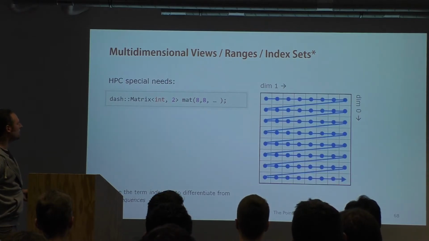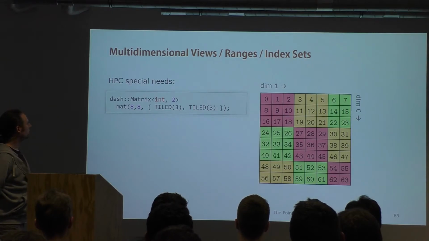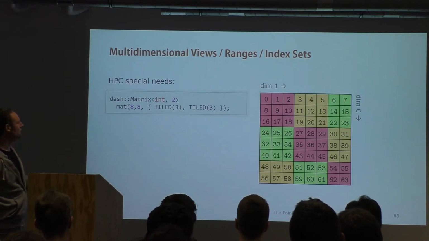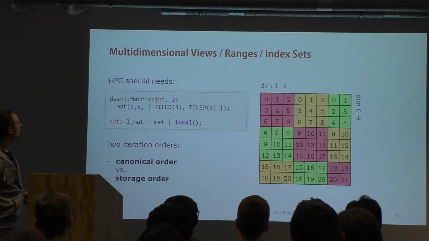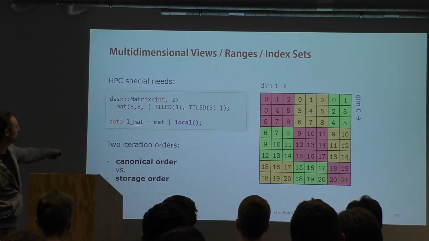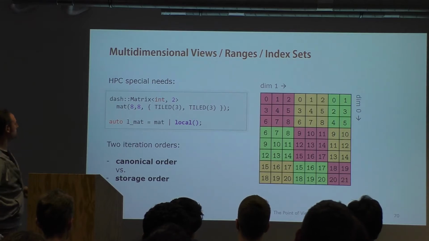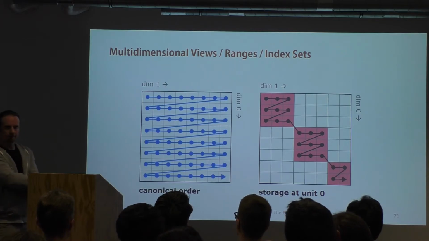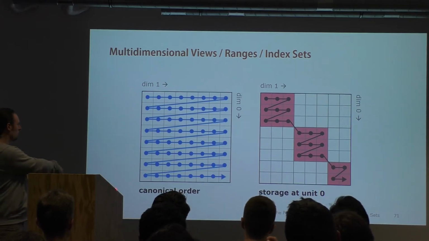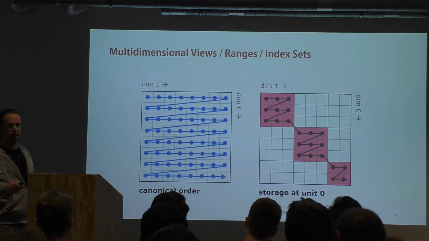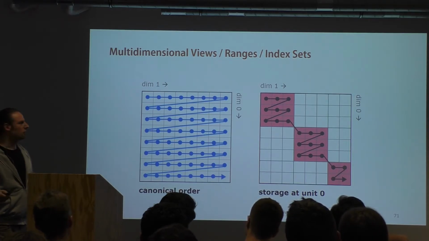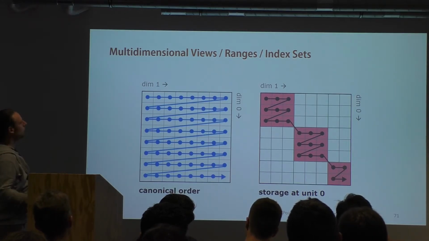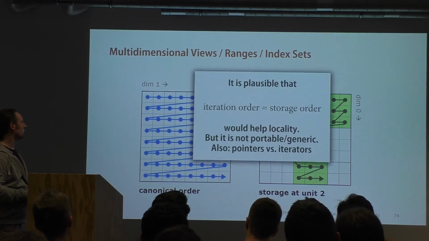The distribution underneath could change. So for example, I have a tiled distribution. It would look like this. And this is the local index set, the local index part you would get. So mat local would give this index. And those have different iteration order locally. So you have the canonical order that never changes, no matter which distribution scheme you have, and the local storage order just depends on memory order.